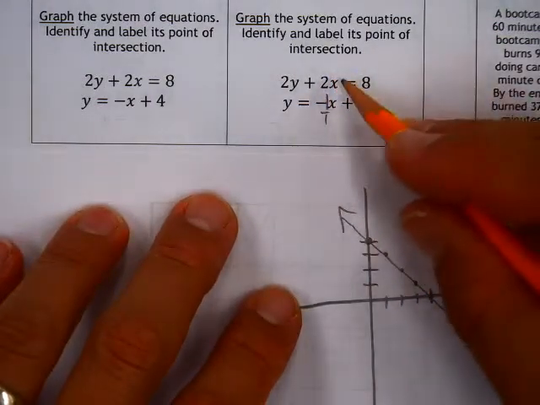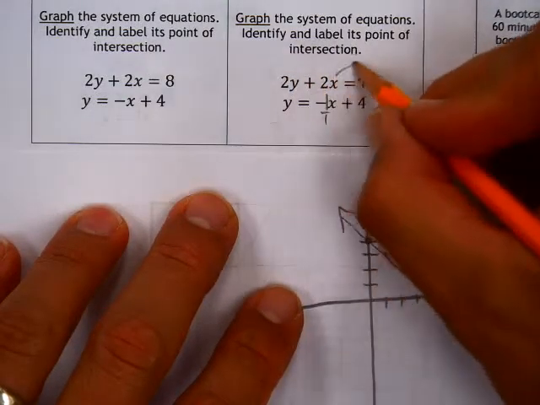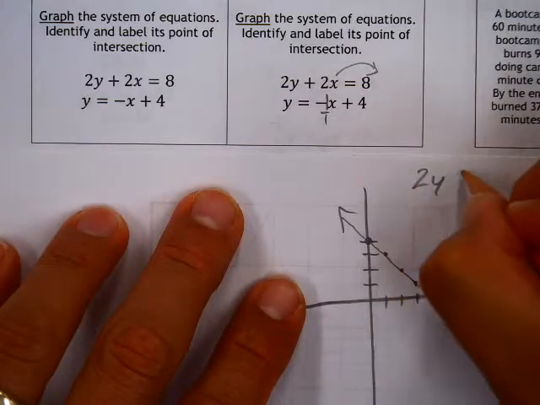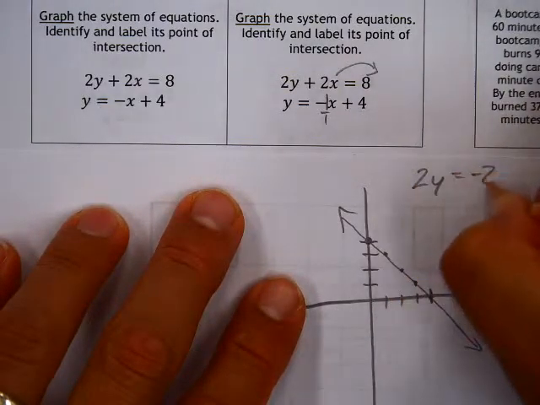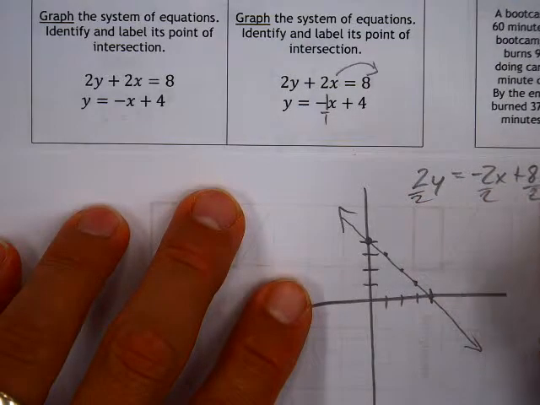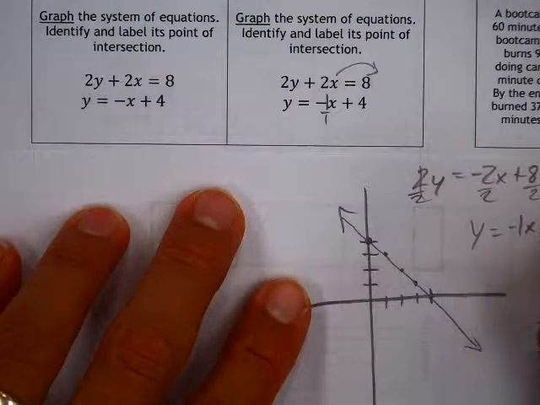This equation we have to do some work with before we can get it to graph the same way. So you move the x over, and you end up with 2y = -2x + 8. If you divide by 2, you're going to find something interesting happens here. You get y = -1x + 4.